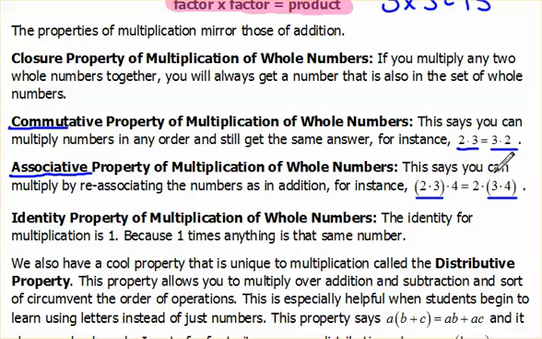Then we have the identity property of multiplication. Now, if you remember, the identity is what you do that doesn't change a number. So for multiplication, that would have to be 1. The identity for multiplication is 1.